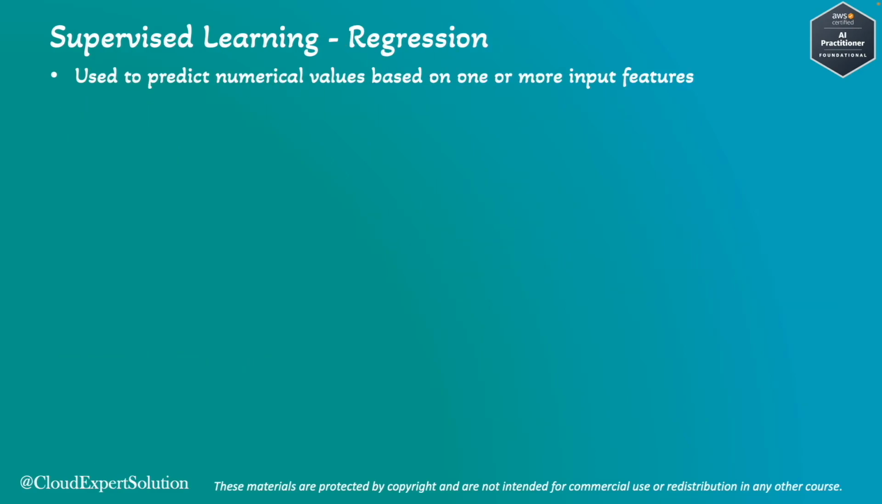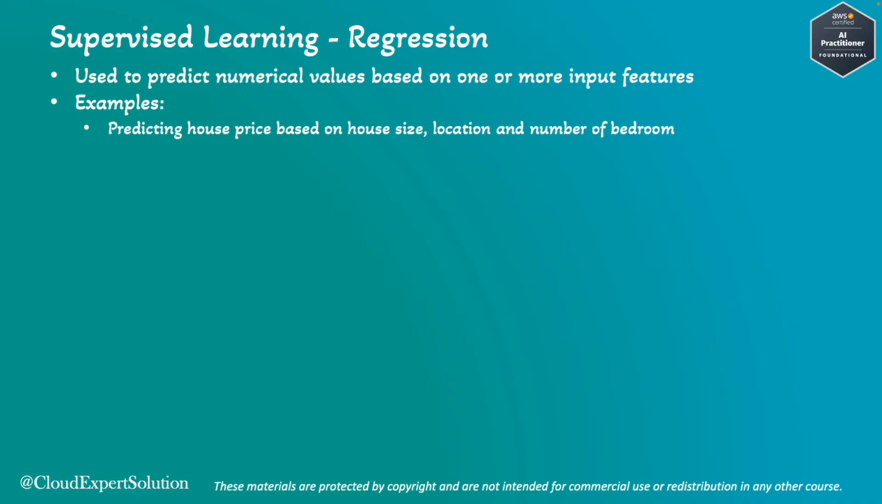In this slide, we'll review another supervised learning technique, which is called regression. Unlike classification, in regression supervised learning, we try to predict numerical values based on one or more input features. Let's take some examples. If you want to predict house price based on house size, location and number of bedrooms, then it's an example of regression. Another example could be predicting the future price of a stock based on its historical data.